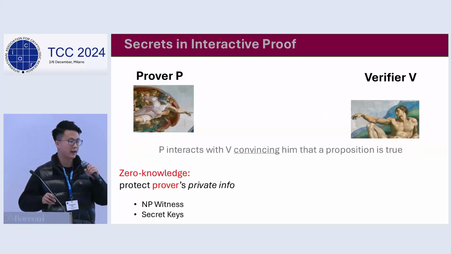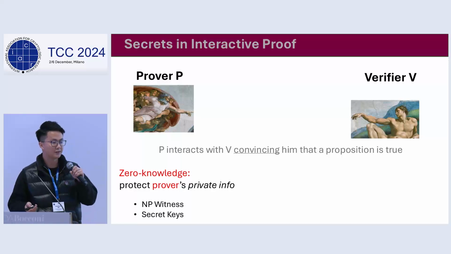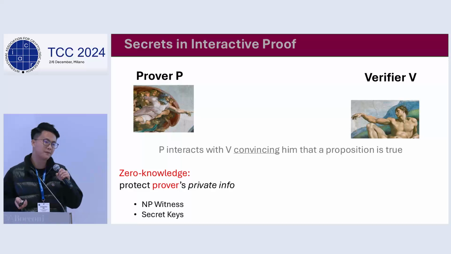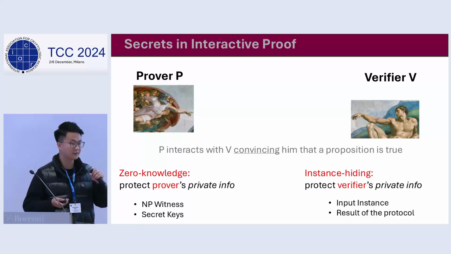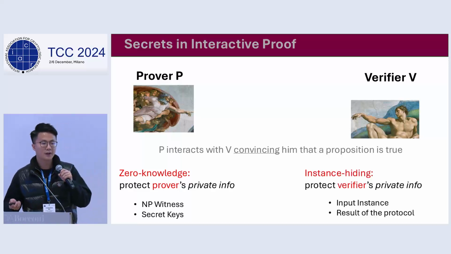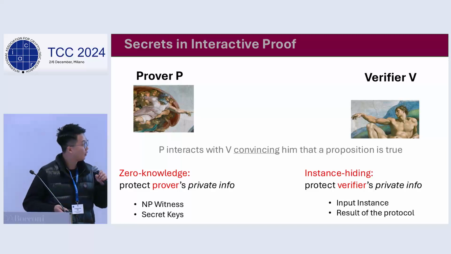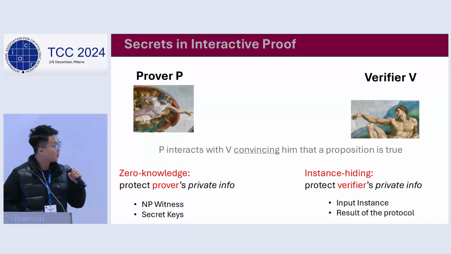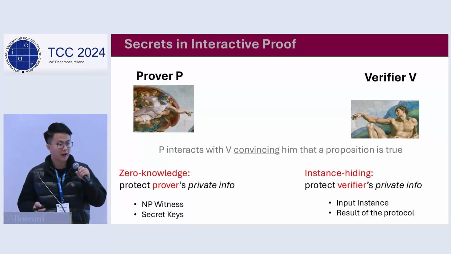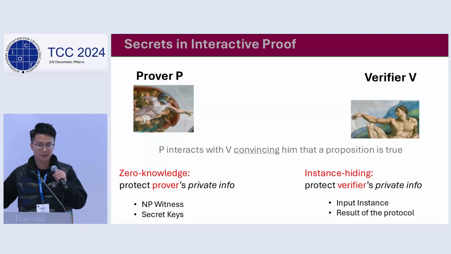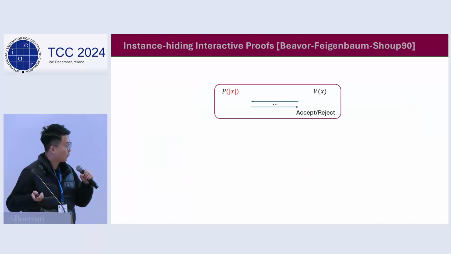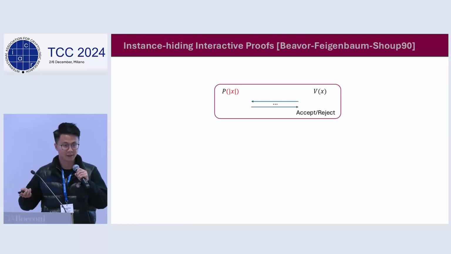And in some other cases, the verifier may also hold some secret. One of the most natural secrets of the verifier is the input instance. And this is when we need instance-hiding interactive proof. In an instance-hiding interactive proof, or HIP, in the beginning of the protocol, the verifier is given the instance as input, while the prover is only given the length of the instance as input. We ask for standard completeness and soundness.